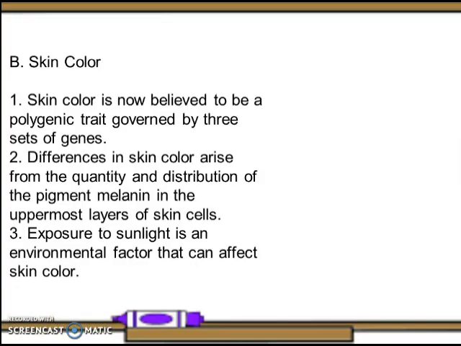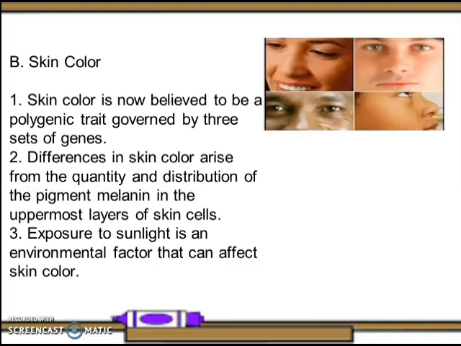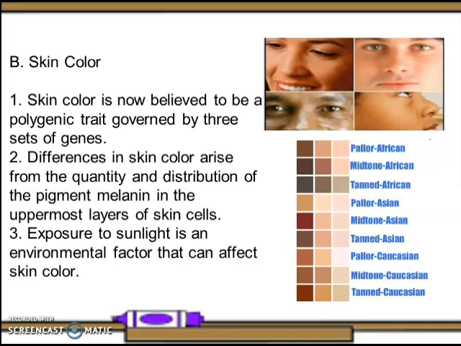Letter B, skin color. Skin color is now believed to be a polygenic trait governed by 3 sets of genes. Differences in skin color arise from the quantity and distribution of the pigment melanin in the uppermost layers of the skin. Exposure to sunlight is an environmental factor that can affect skin color. Skin color is another trait that is very obvious in humans that is controlled by many different genes. And this is why you get differences between parents and children in skin color, although they tend to resemble one another.